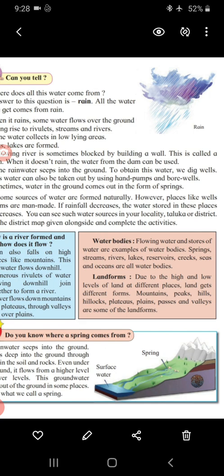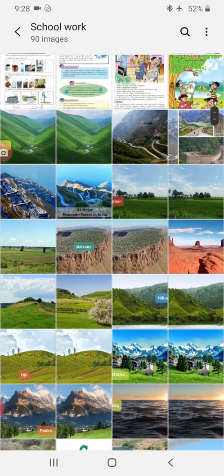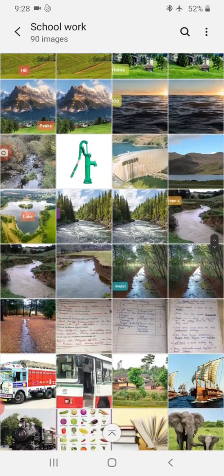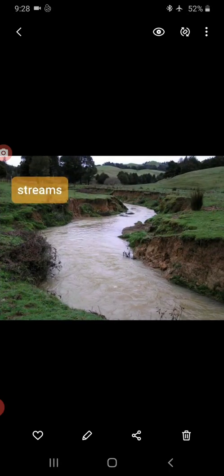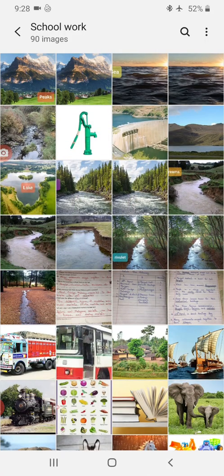Now, creeks. Creek is also a natural stream of water, normally smaller than a river or lake. Creek is also like a stream, but very small compared to a stream. A natural stream of water, normally smaller. That is called creek.